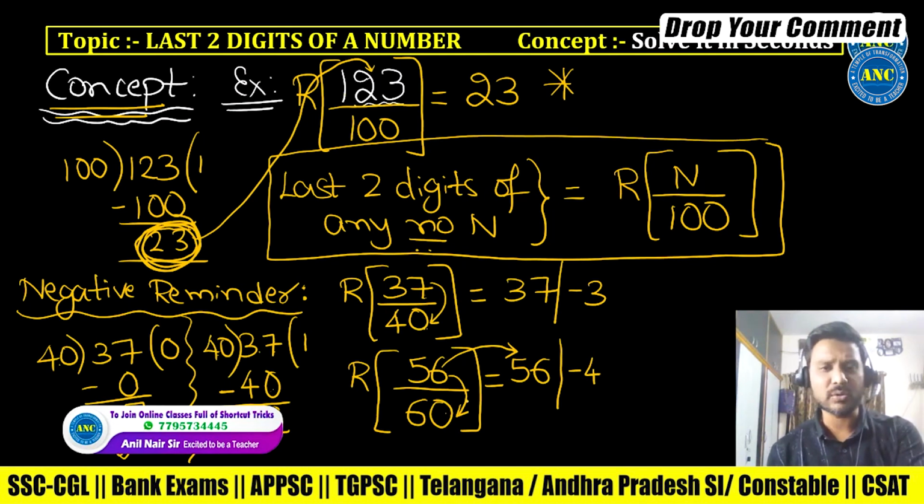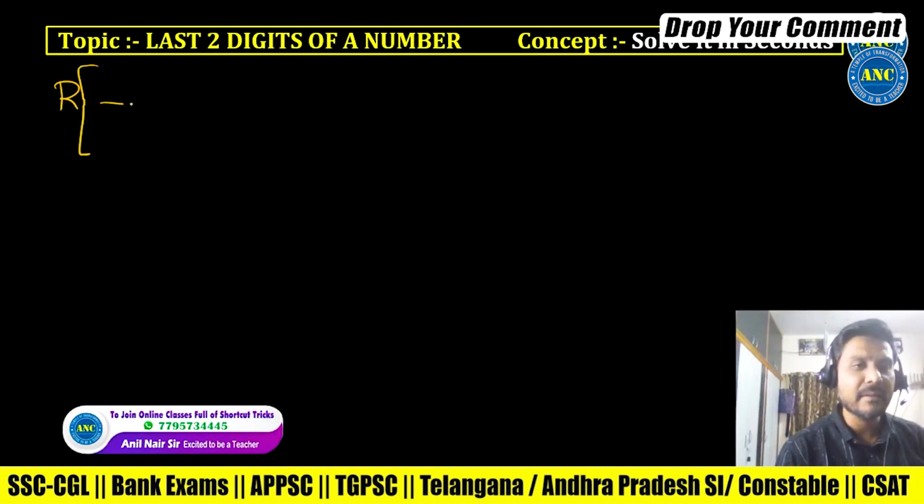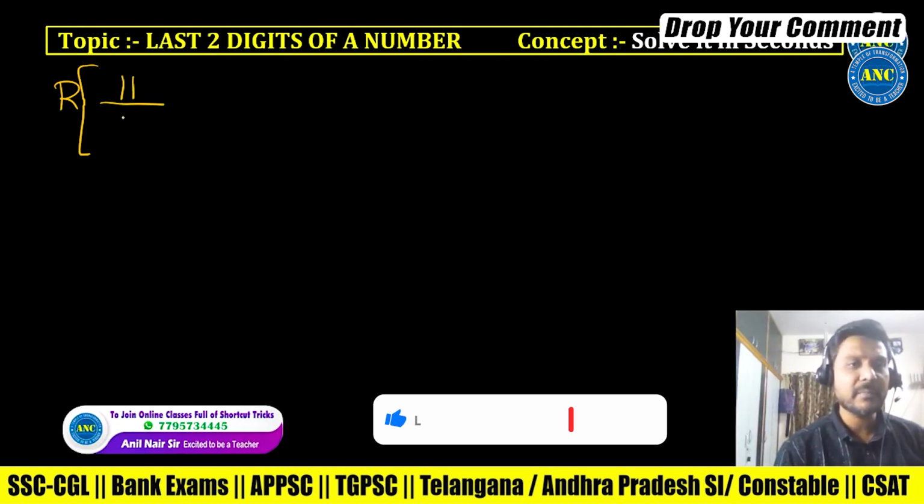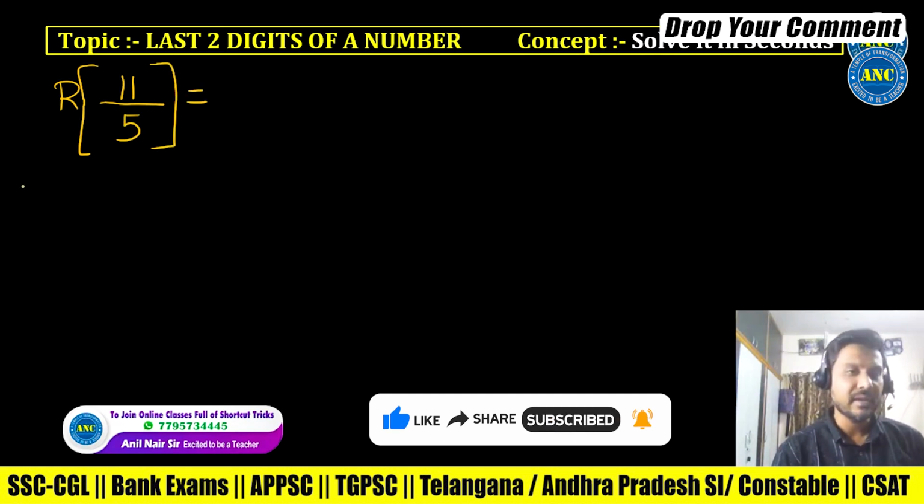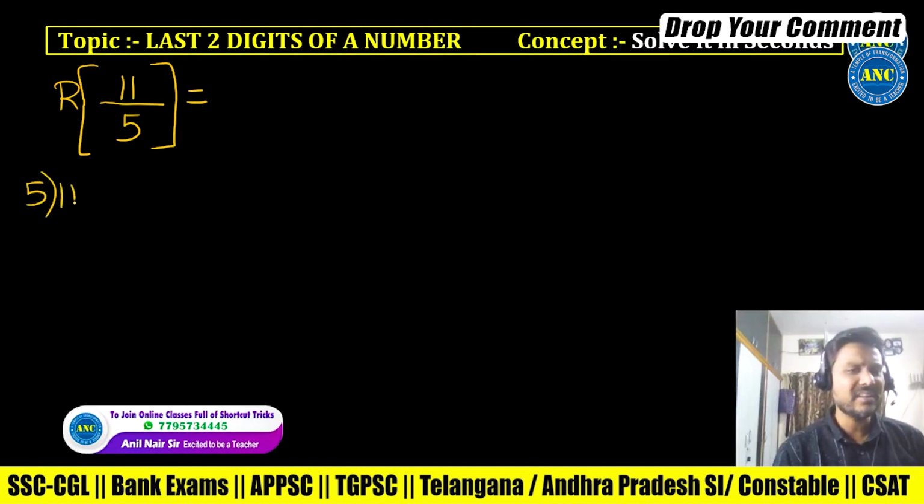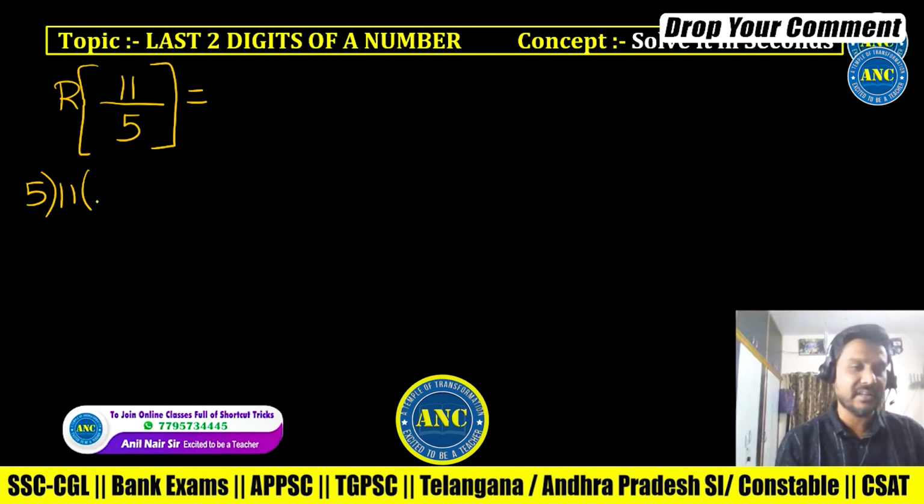Now you might get a doubt. Sir, this is when numerator is lesser than denominator. What if numerator is greater than denominator, sir? Suppose for example, I have a number. Let me take a number as 11, and 11 when I divide it by, for example, 5. 11 when divided by 5. Let us do normal division. There is no need to do normal division actually. I am just writing it for your better understanding, that's all.